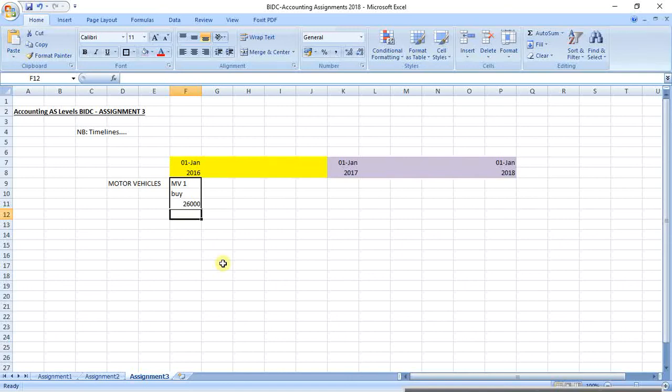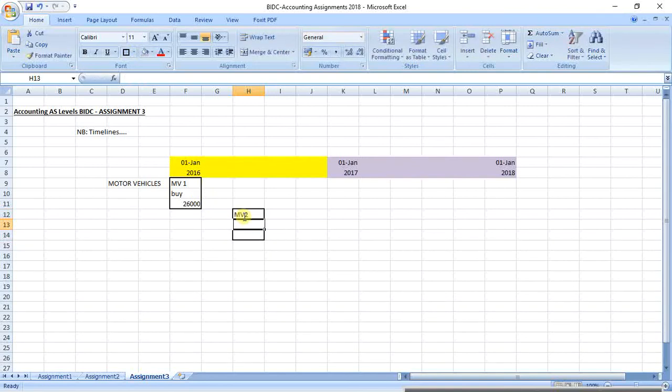The next one was the 1st of July. What year though? Also 2016. Okay, great. So now, somewhere during the year, I'm going to put another box over here. And this was MV2. How much does MV2 cost us? 18,000. Okay, great. Right, so there's the next vehicle. You bought one there, you bought one here. Okay, what else?